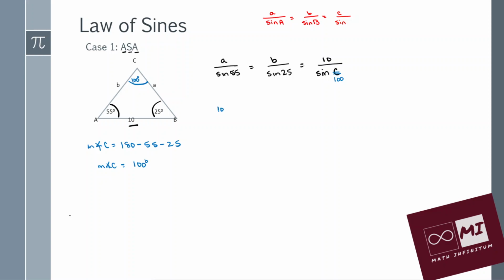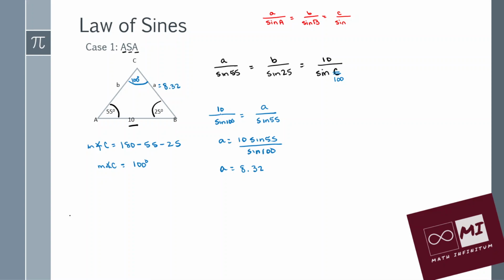So let's start with 10 over the sine of 100 and set it next to the A over sine of 55. If I multiply the sine of 55 to the other side, I get A is 10 times the sine of 55 divided by the sine of 100. And I can plug that into my calculator. We don't have sine of 55 memorized. And we get A is equal to 8.32. So I now know side A.